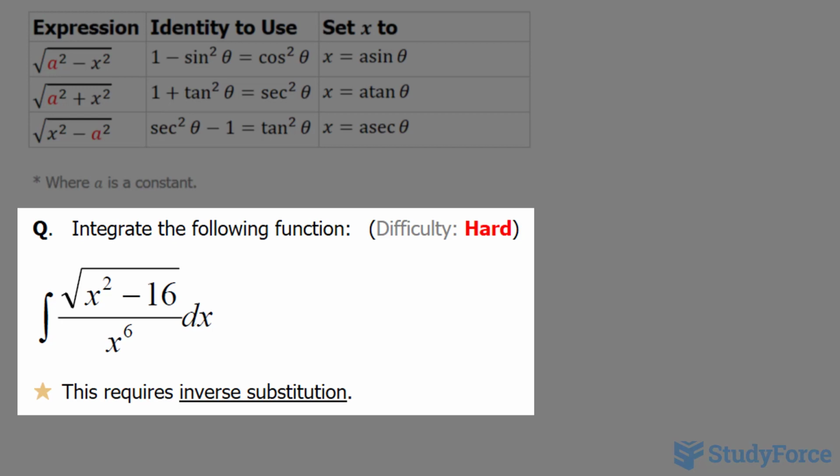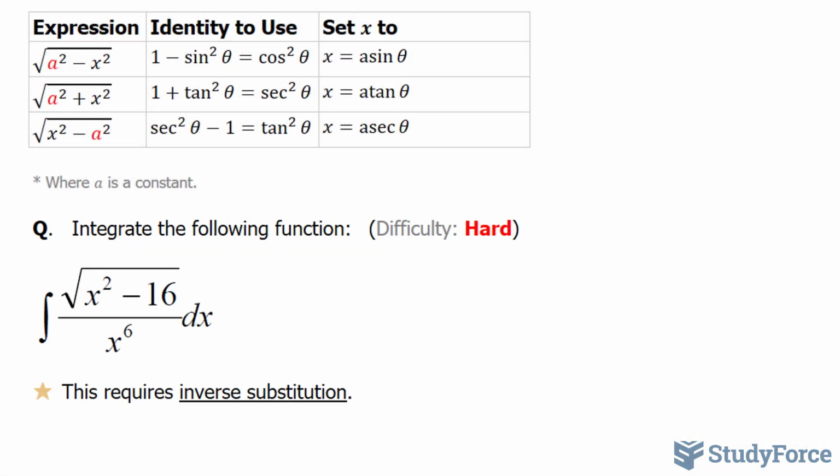Now you'll notice in this function, there exists a component that is similar to this expression right here. This is the x squared, and 4 represents your a. 4 to the power of 2 is 16. So as a result, what we have to do to integrate this is set x equal to whatever our a is. In our case, it's 4 secant theta.